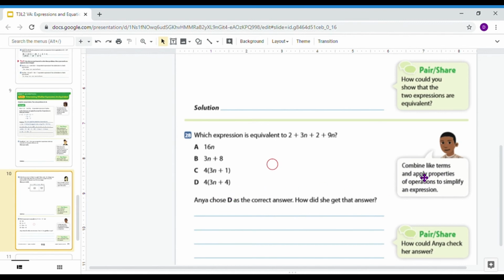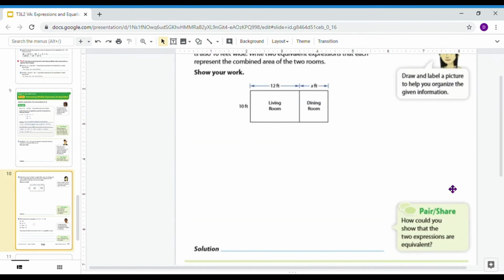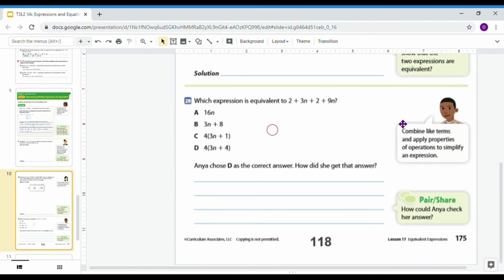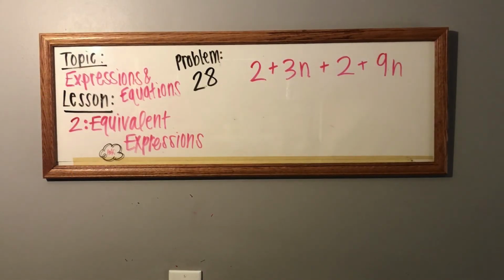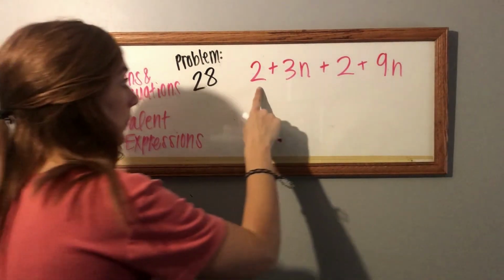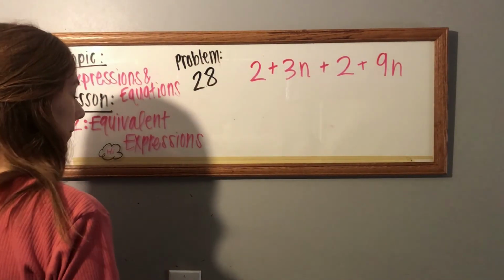Remember, over here on the right in all of these, and throughout all of your lessons, are these people, and those are your study buddies. They're very helpful. So let's look at this study buddy. It says combine like terms and apply properties of operations to simplify an expression. So when I'm looking at 2 plus 3n plus 2 plus 9n, I'm trying to determine which of these are like expressions.